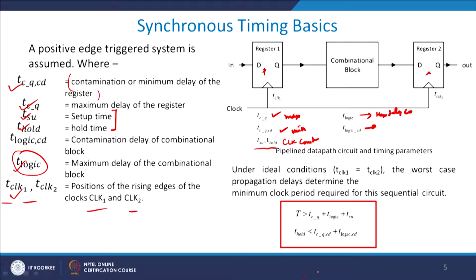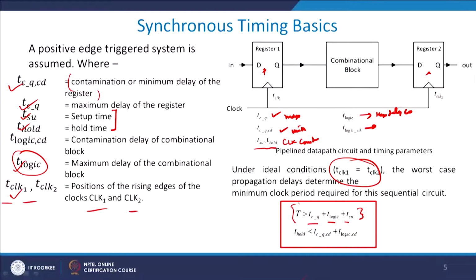So, under ideal conditions, as I told you in our earlier discussion, T clock 1 will be exactly equal to T clock 2, and the worst case propagation determines the minimum clock period required for the sequential circuit. I think you can understand: TCQ plus T logic plus T setup. Why is it like that? Because the minimum clock period must take into account the setup time. T logic is the total delay of the combinational logic block, and TCQ is the maximum delay of the register, because you see the signal passing through registers, through combinational logic blocks, and then finally going to the output.